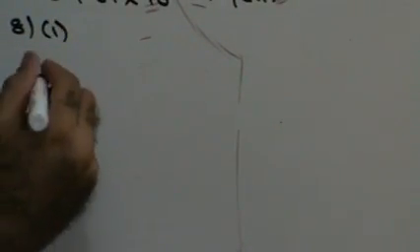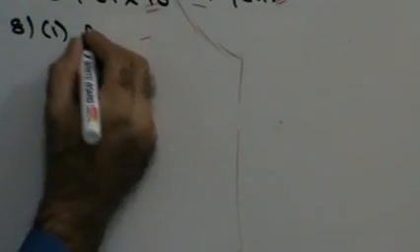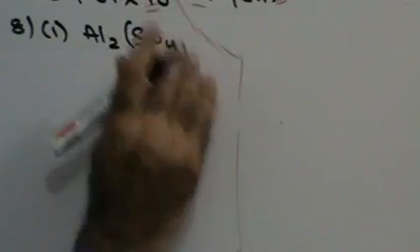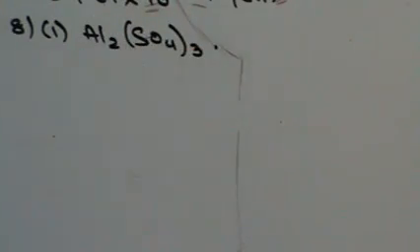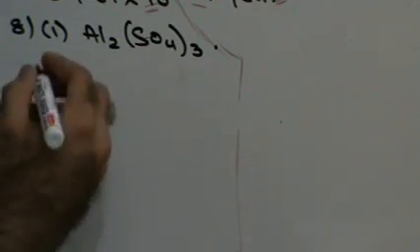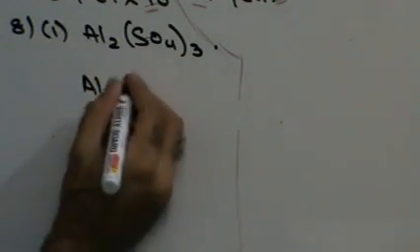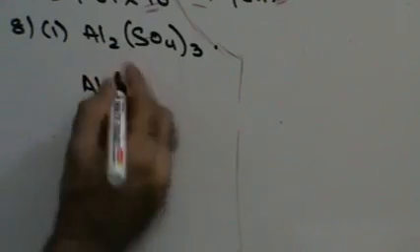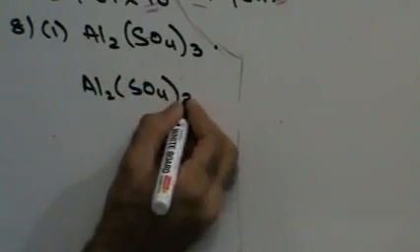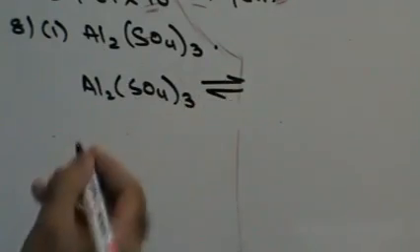First, aluminium sulfate, Al2(SO4)3. Right? Now I'll show you one and then I'll give you the remaining for practice. We know that aluminium sulfate dissociates reversibly to give you ions.